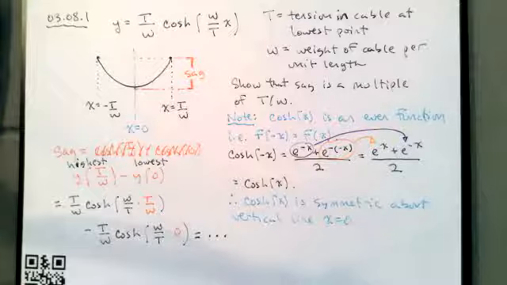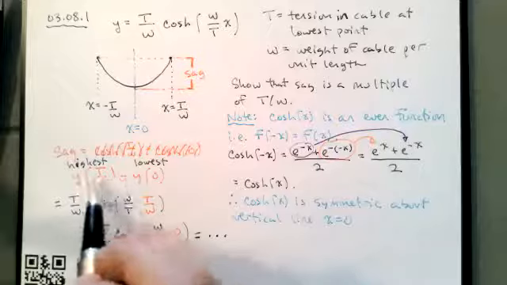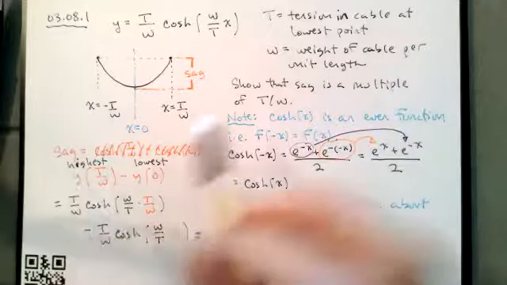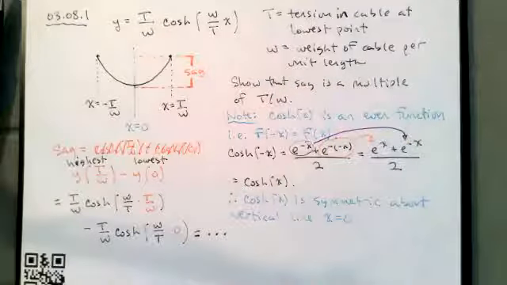And one step below, this is the function, isn't it? T over W cos, W over T, multiply T over W. Yeah, that's just plugging T over W into the function y, so T over W into this x. Okay, we're saying x equals T over W.